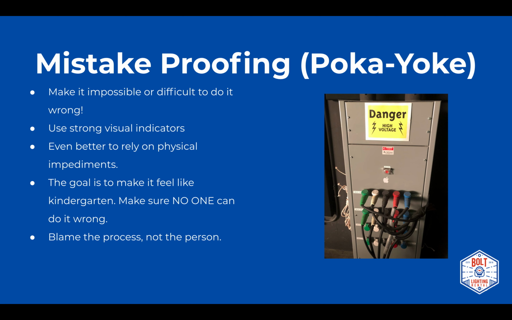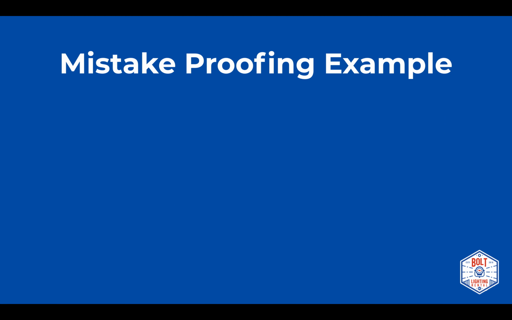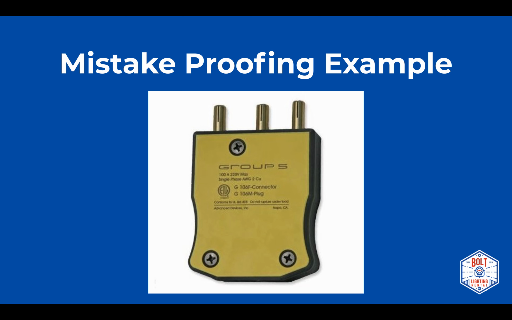Because if you don't blame the process and you just say, oh well, that guy's a dummy, let's just get him out of here and we'll get somebody new, next thing you know, the same problem's going to happen again. So maybe look into mistake proofing or Poka-Yoke as a way to make sure that you can stop it from happening next time.